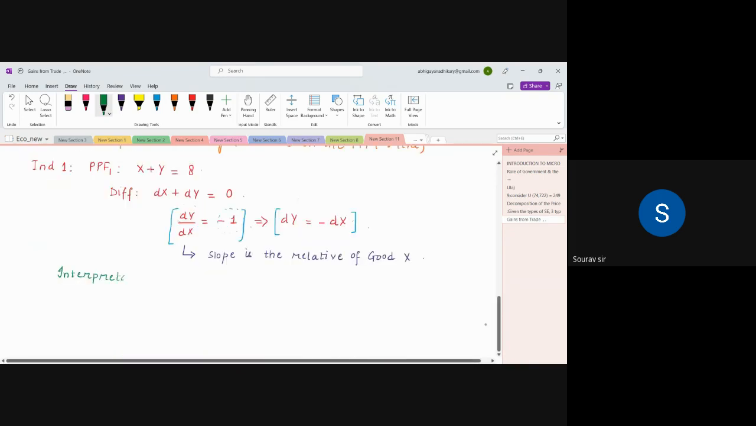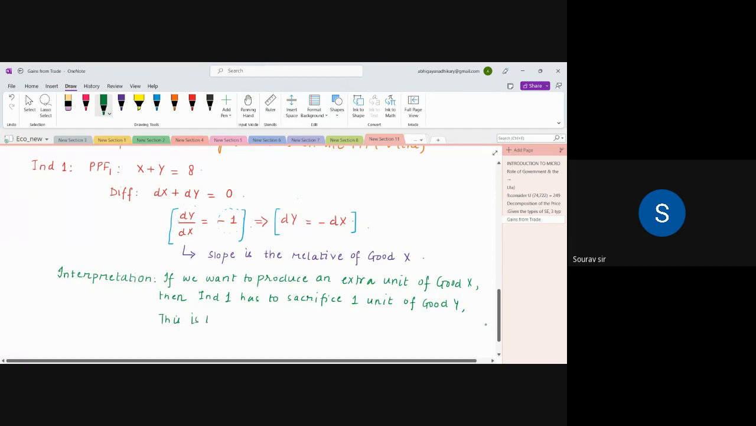Okay, let me write down the interpretation over here once more. Similarly, if we want to produce an extra unit of good X, then individual one has to sacrifice 1 unit of good Y. This is the relative price of X in terms of good Y. Okay.